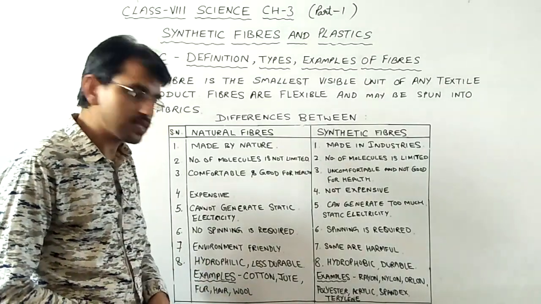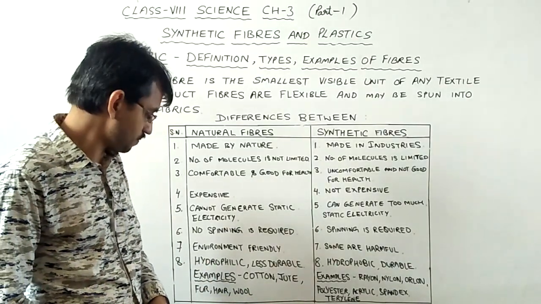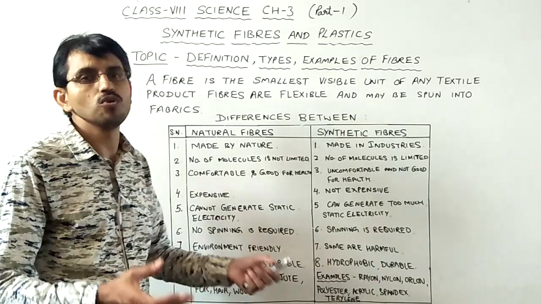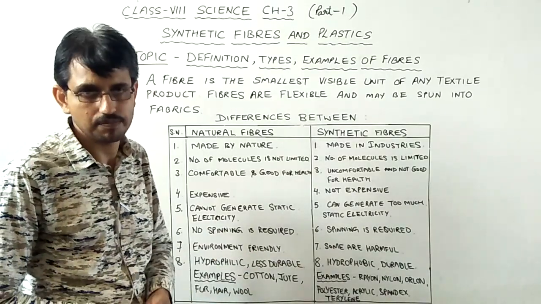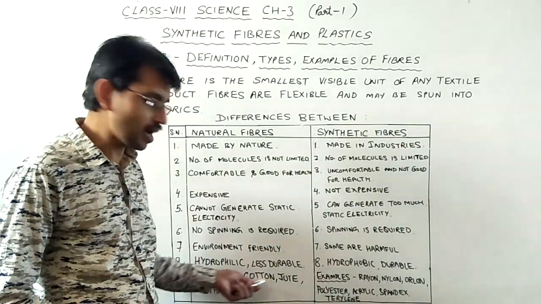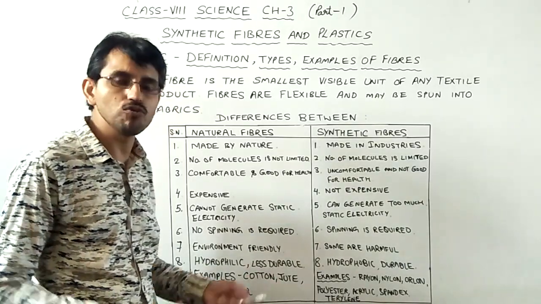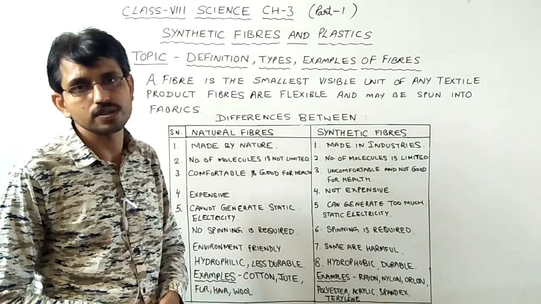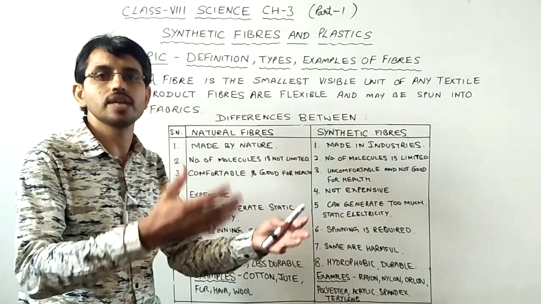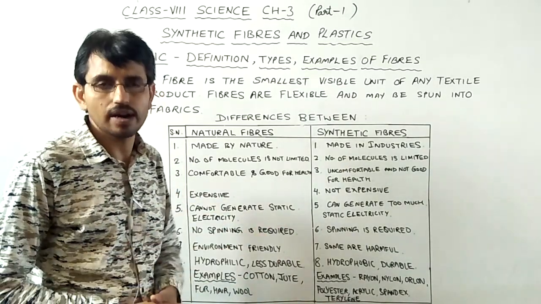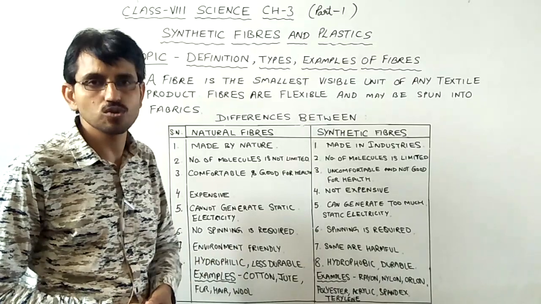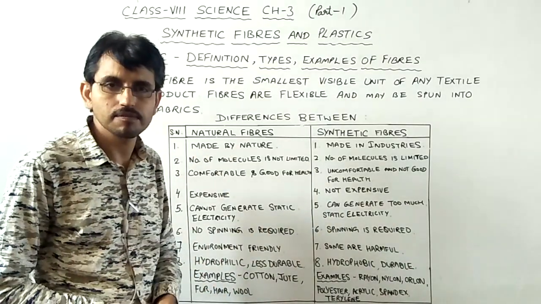Examples of natural fibers are cotton, jute, fur, hair, wool that we obtain from sheep. So cotton is obtained from plant, jute is also obtained from plant, and remaining three, fur, hair and wool, these are obtained from animals. And hence their origin is natural. Plants and animals are natural, so their origin is natural, so we call them natural fibers.